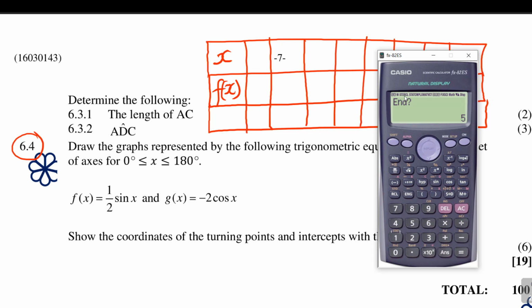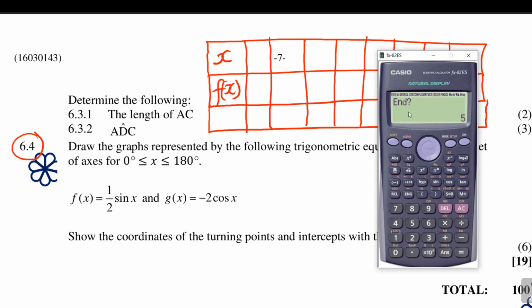Right. Say f of x is 1/2 sin x. And then g of x. Do I enter? Yes, enter your g of x there, which is minus 2 cos alpha x again. Okay, and then enter. Start 0.